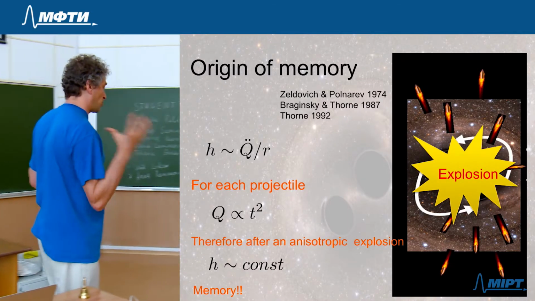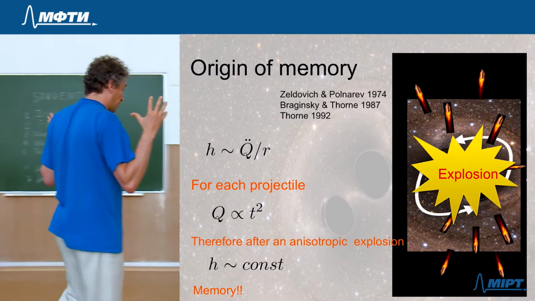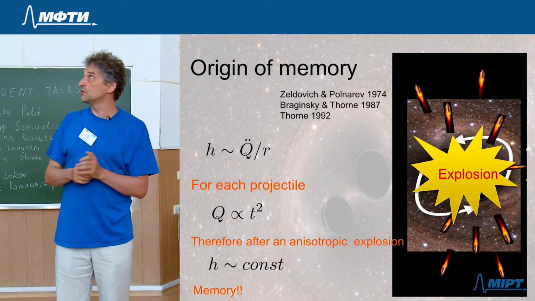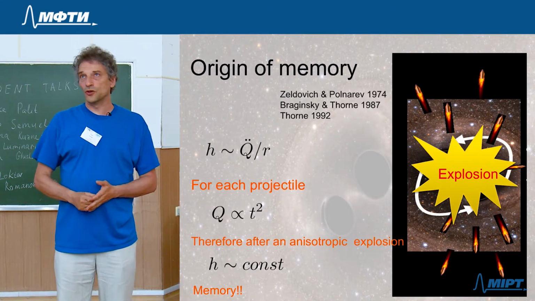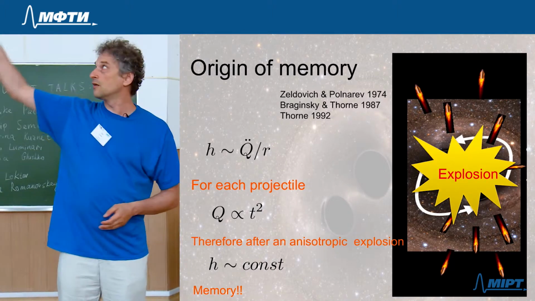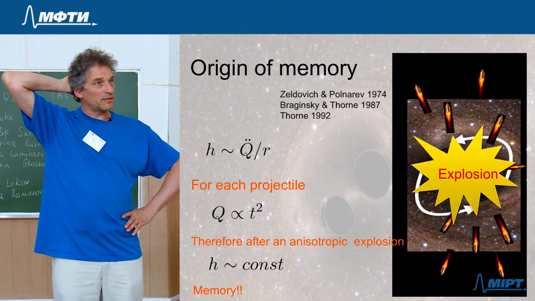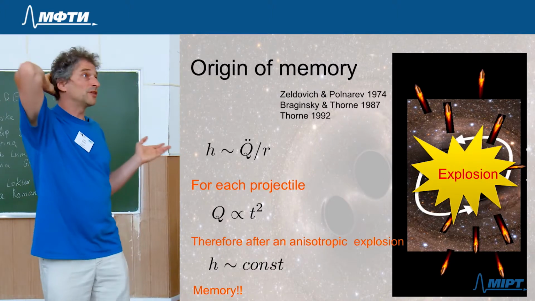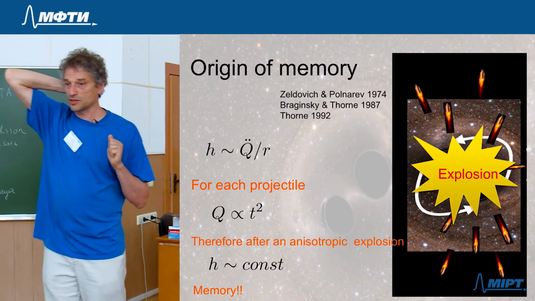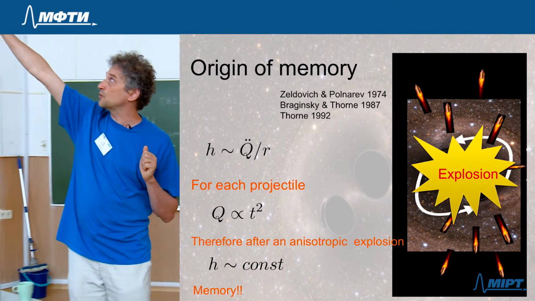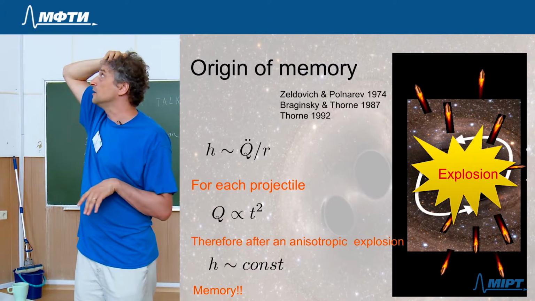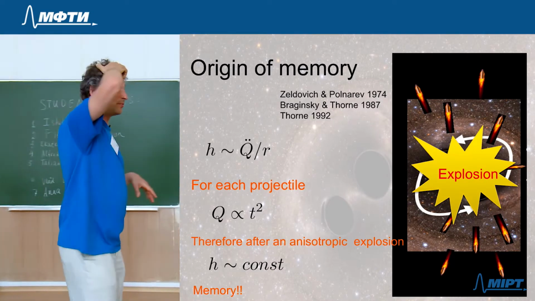So at first, memory, again, was discovered in its original form in Moscow by Zeldovich and Polnarev. Although the Christodoulou memory is a huge step from the original ideas about memory, and Christodoulou was a mathematician, actually. He wasn't even a physicist. He was a mathematician that was working in Princeton. So let me tell you first about this type of memory, the original discovery in 1974 by Zeldovich and Polnarev.